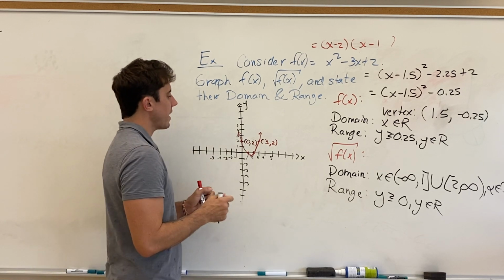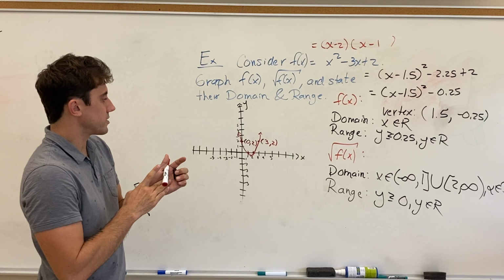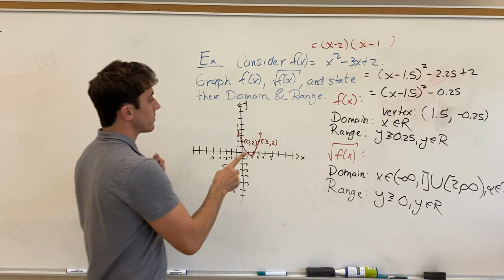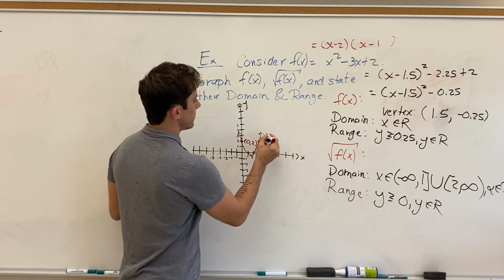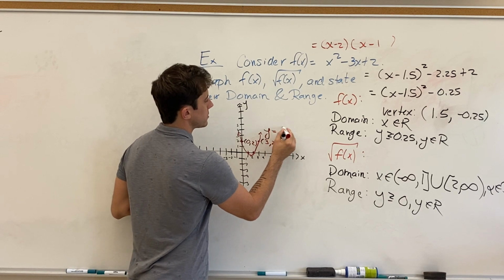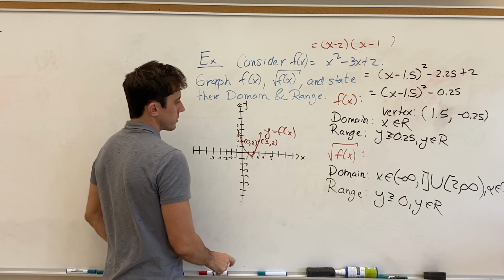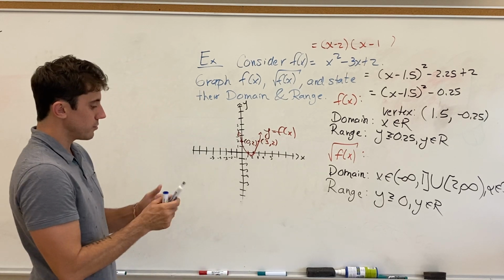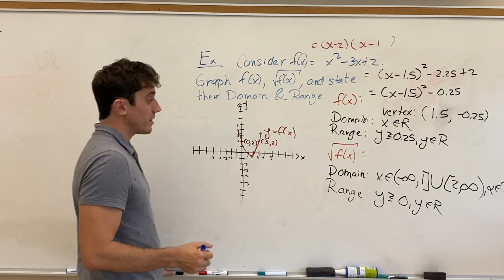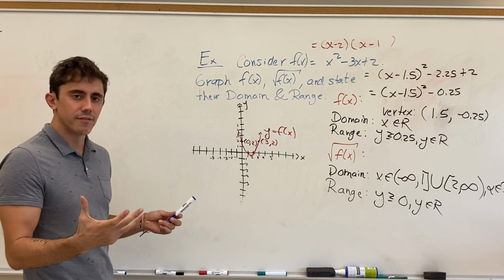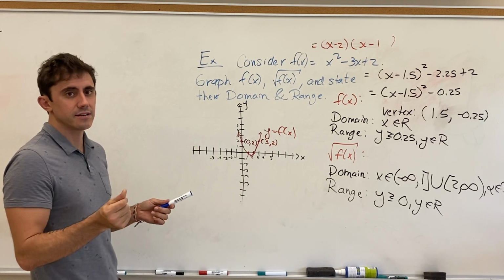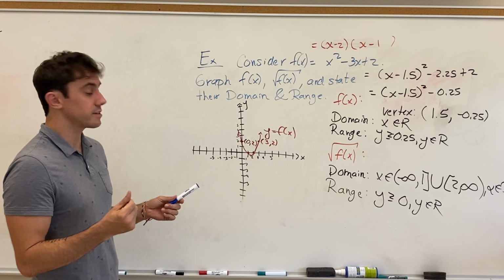Now, let's go ahead and plot some points for the square root of f of x. So I'll make it in red, y is equal to f of x. And then let's use a different color for the square root of f of x. So let's use the blue. So again, we can always just plot points. However, there are some nice key points that we can get fairly quickly and with little work involved.